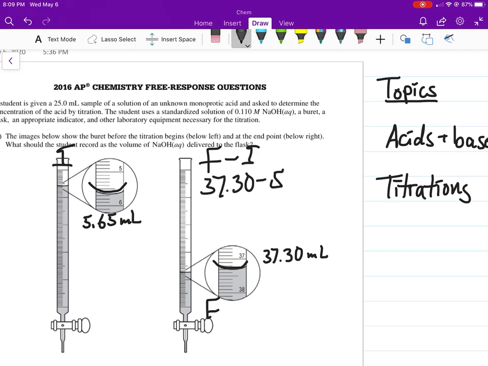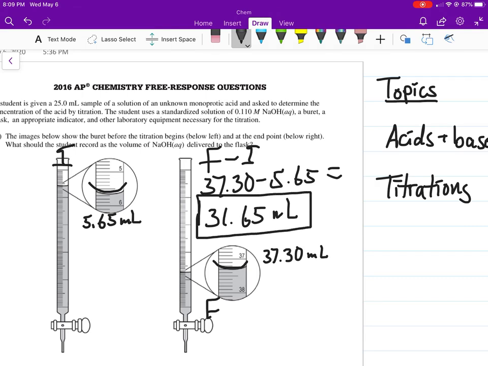37.30 minus 5.65. Now we have to be careful of sig figs here because this is a lab-based problem. So for subtraction, the sig fig rule is you round the answer to the least number of places to the decimal point of any number in the problem. So since both values have measurements with 2 digits after the decimal point, then the final answer should have 2 digits after the decimal point too. So once you put this in the calculator, you get the final answer of 31.65 milliliters. And that is your final answer for part A.